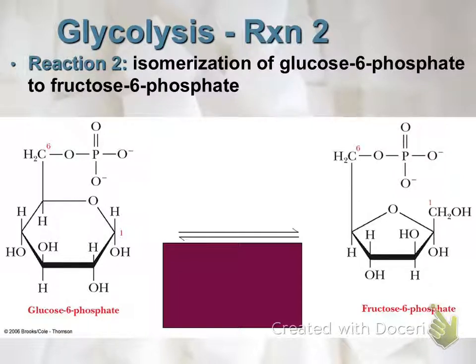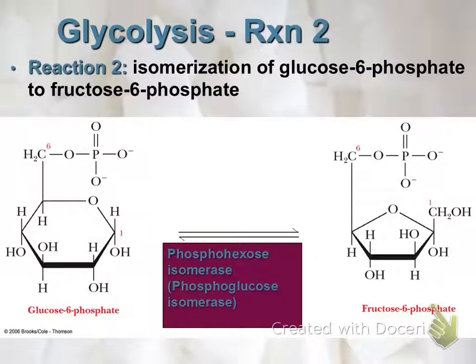Hexoisomerase. There's a hexoisomerase. What if we want to be even more specific this time? Glucose 6-isomerase. Oh, you're getting really close now. You are very, very close. It's phosphohexosisomerase or phosphoglucose isomerase. Some books just call it specifically phosphoglucose.